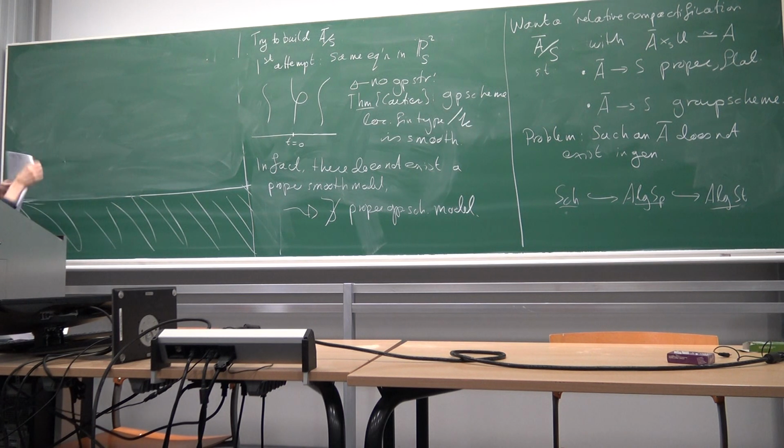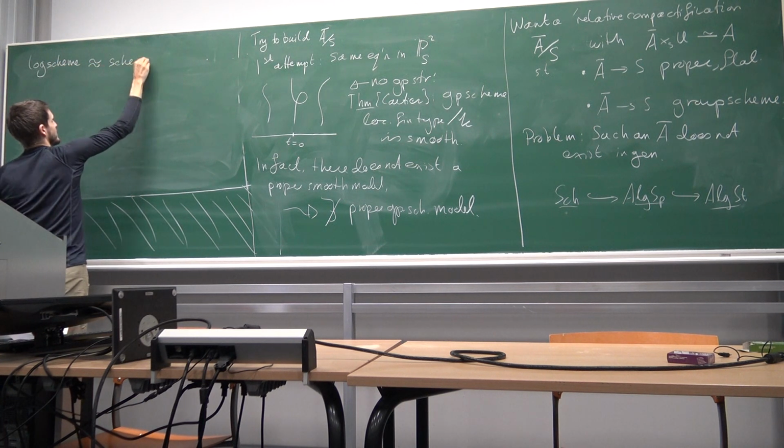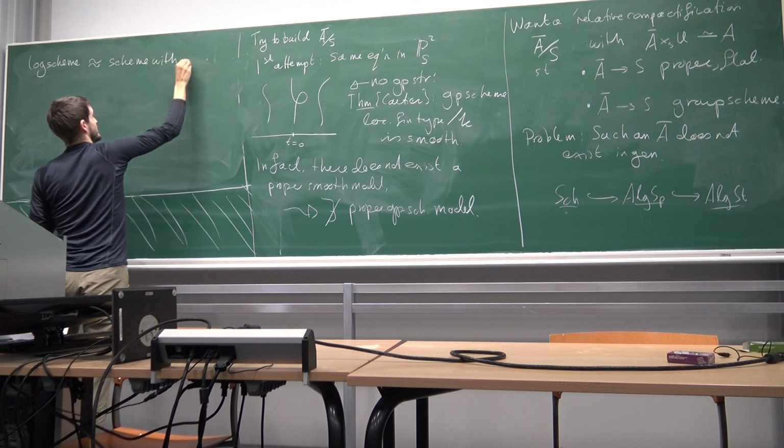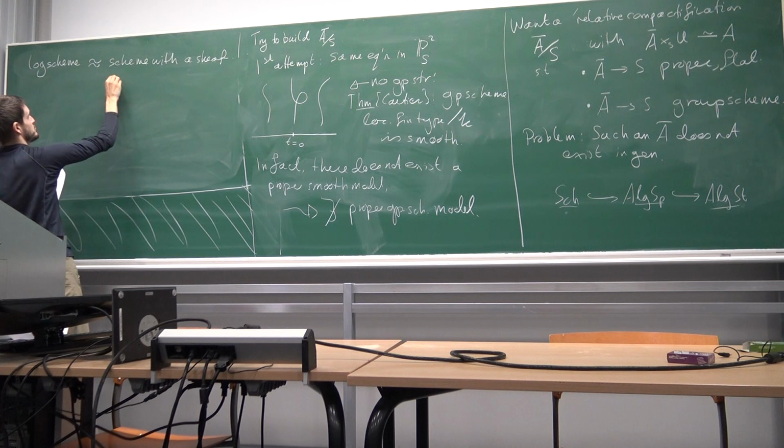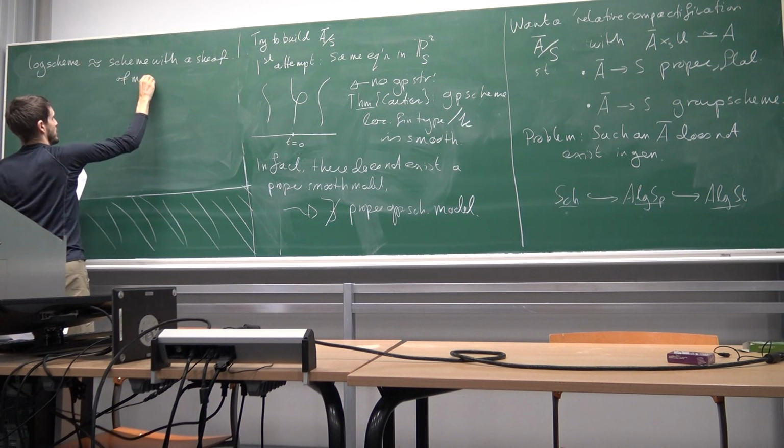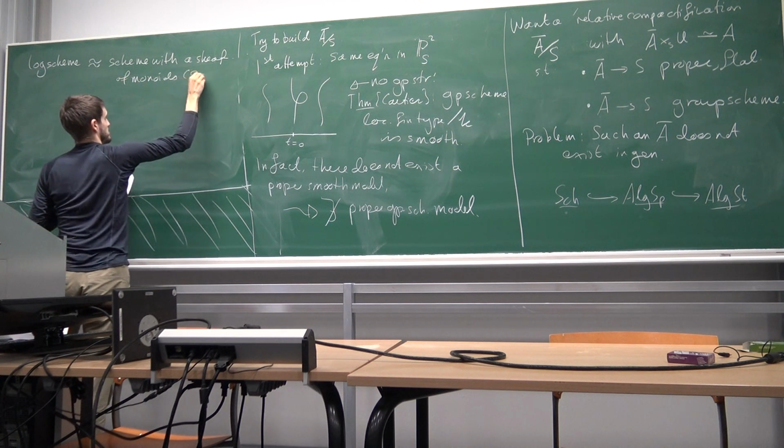I'm sorry, Salvatore, this is going to look really ugly, but you will make this all beautiful later. So a log scheme is roughly a scheme with a log structure, which is a scheme together with a sheaf of monoids and a map.